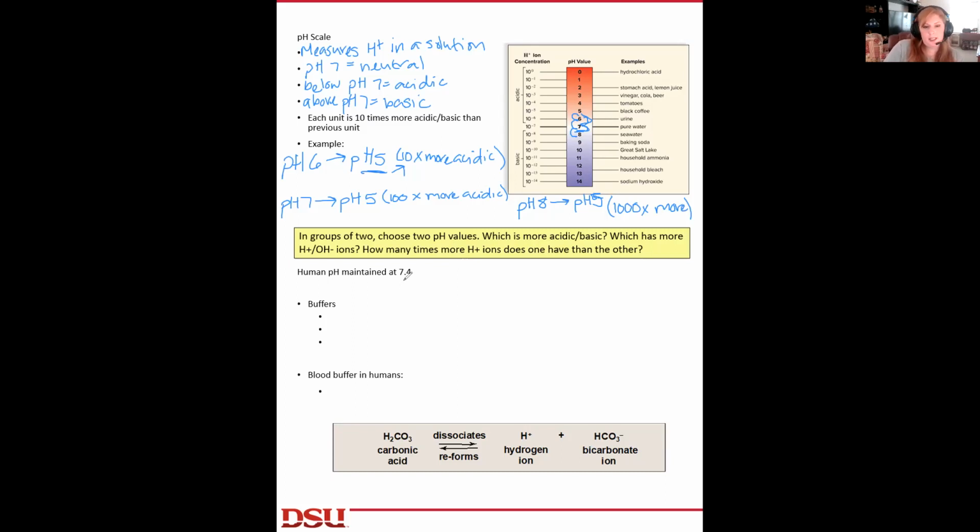So human pH is maintained at 7.4, very slightly off the total neutral, right?